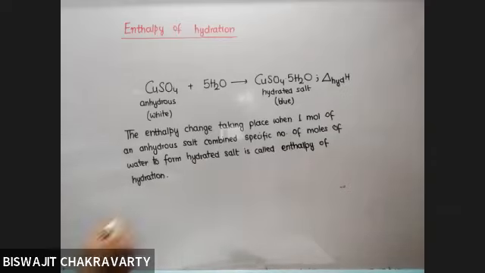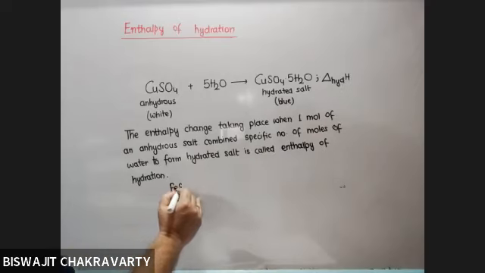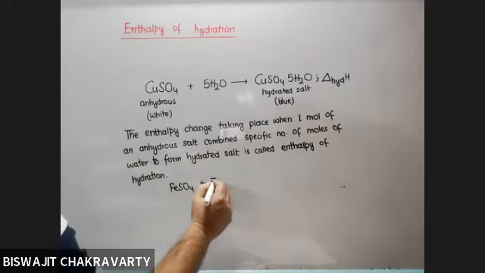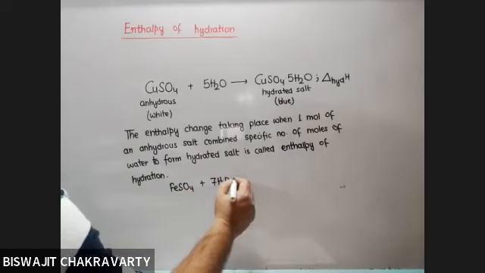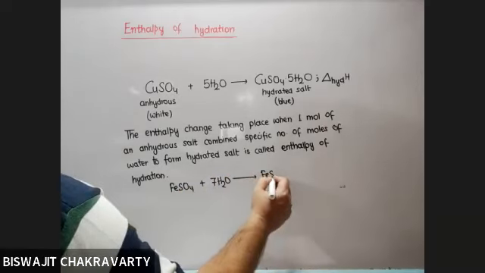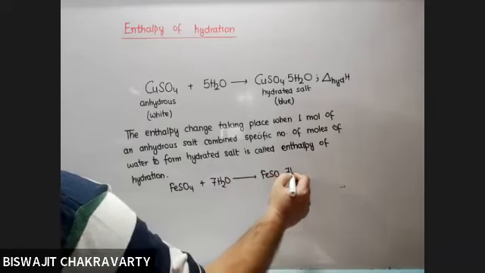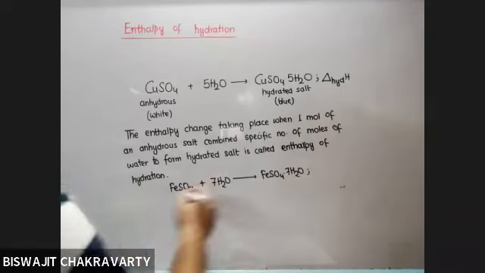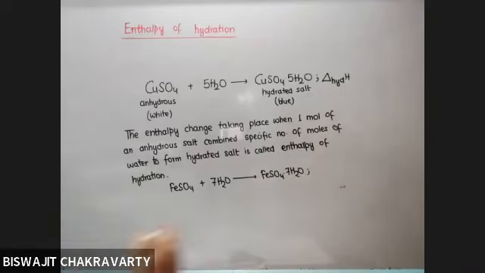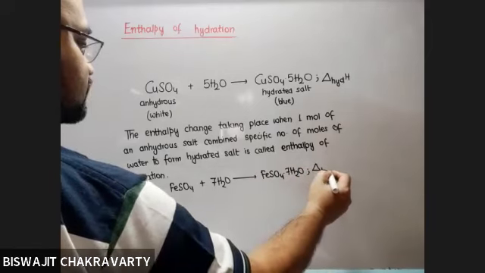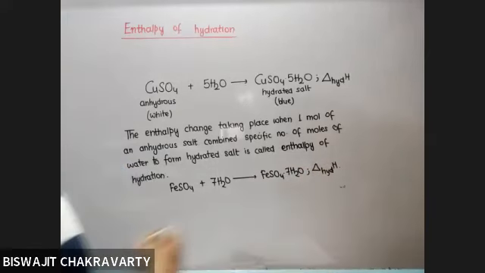The same way, suppose we have ferrous sulfate, FeSO4. It picks up 7 moles of water to produce FeSO4.7H2O. So this process is called hydration, and whatever energy is associated is called enthalpy of hydration.